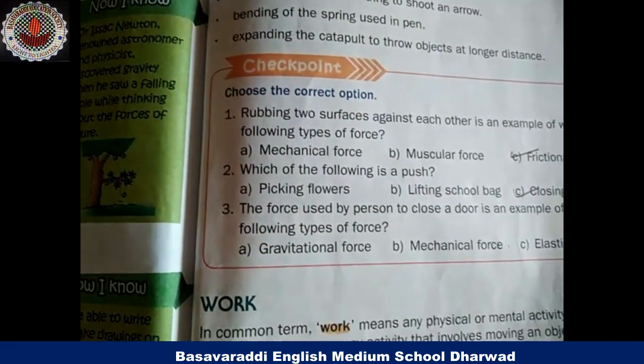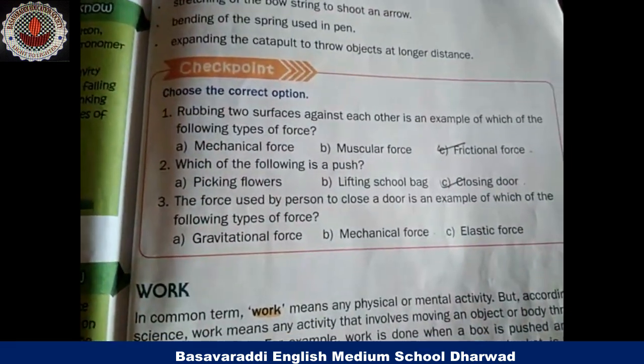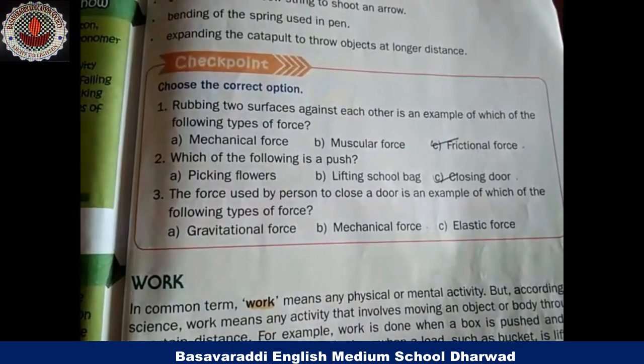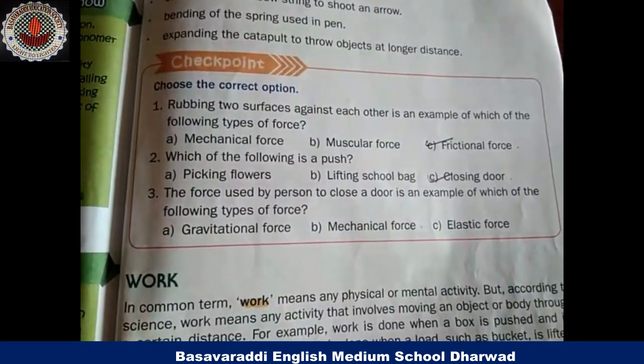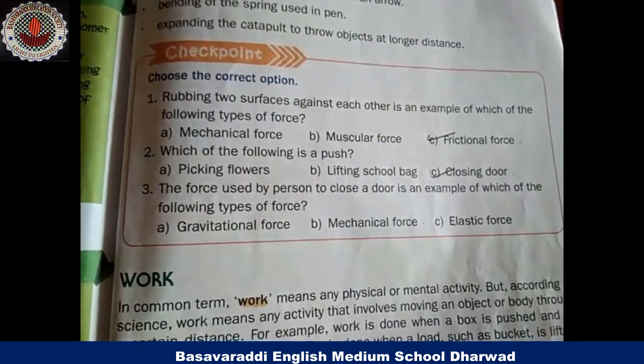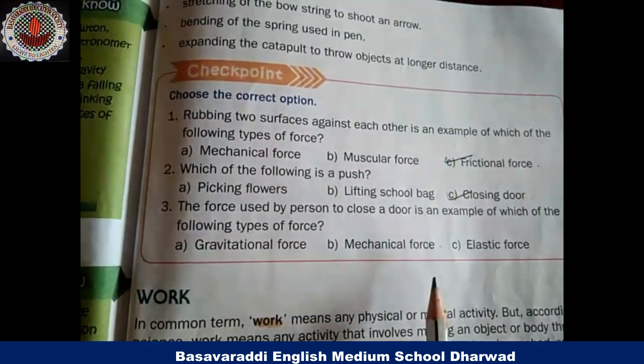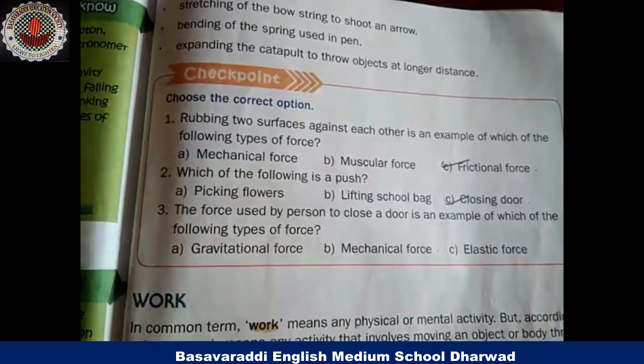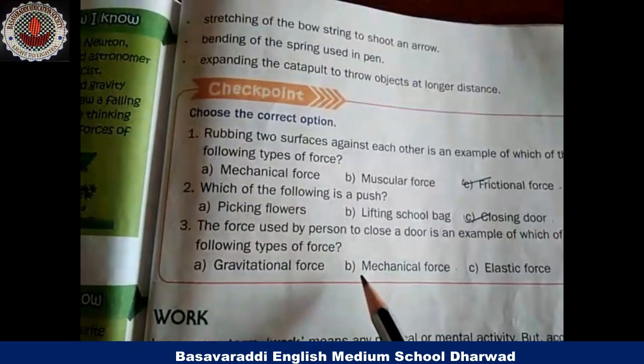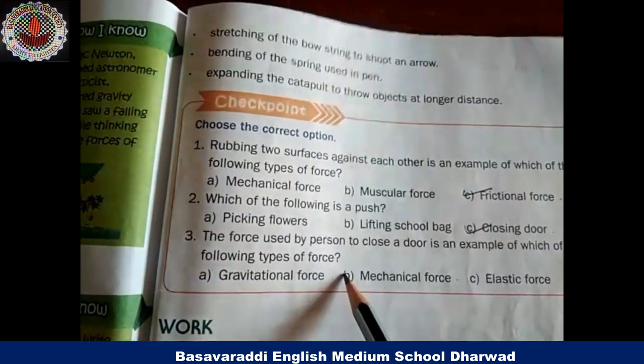The third one, the force used by a person to close a door is an example of which of the following types of force? Options are gravitational force, mechanical force or elastic force. The answer is mechanical force.